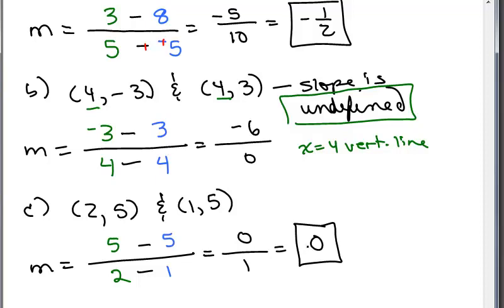The reason this happens is when the y-coordinates are the same. So you might notice the y-coordinates are the same. The equation of that line is y equals 5. That's a horizontal line, and a horizontal line has a slope of 0.